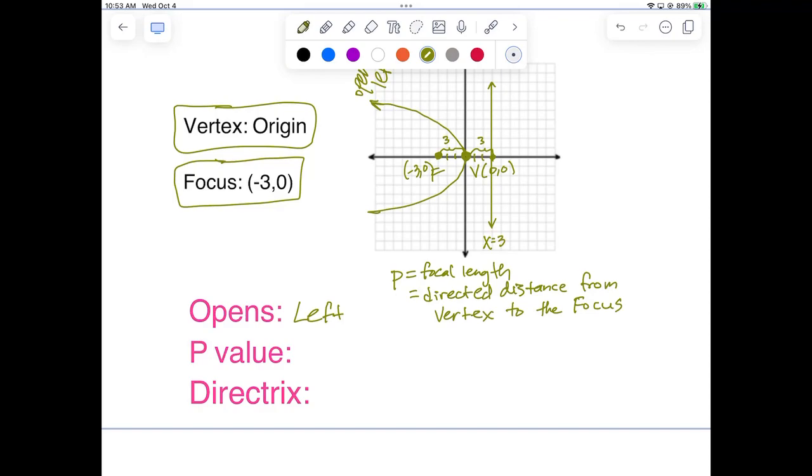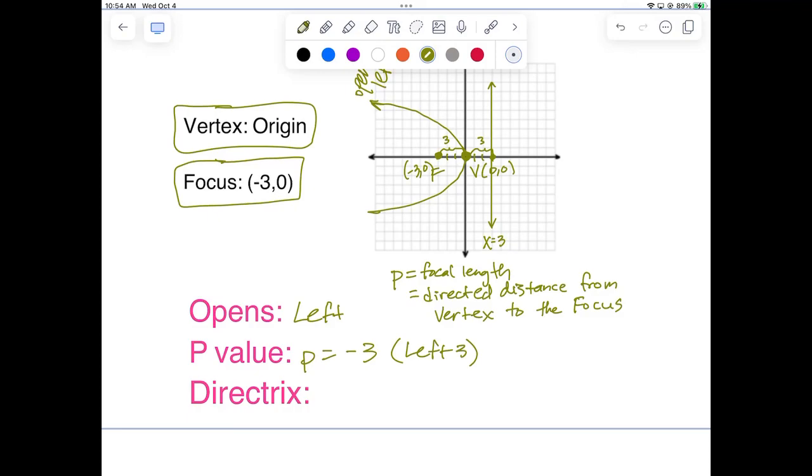That is hugely important. The p-value is the directed distance. So distance itself has to be positive, right? Three units this way, 3 units that way. But when we say directed distance, we're turning it into a vector. So to get from the vertex to the focus, I have to go 3 units to the what? Left. So guess what p is? It's not 3, it is -3. Yeah, p is -3. P equals -3. Okay, that's left 3.